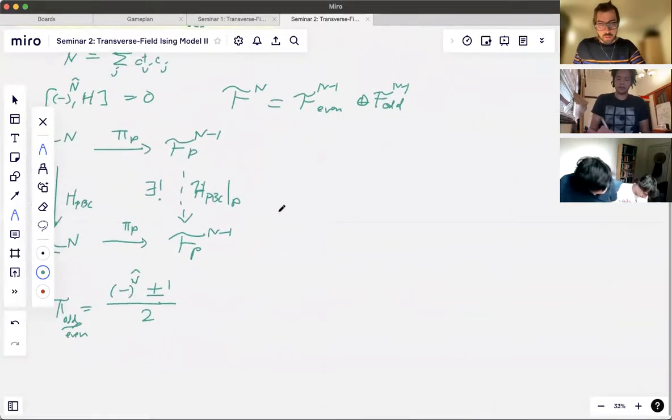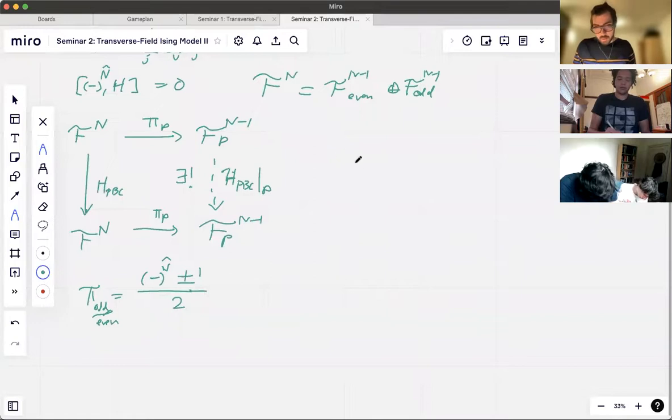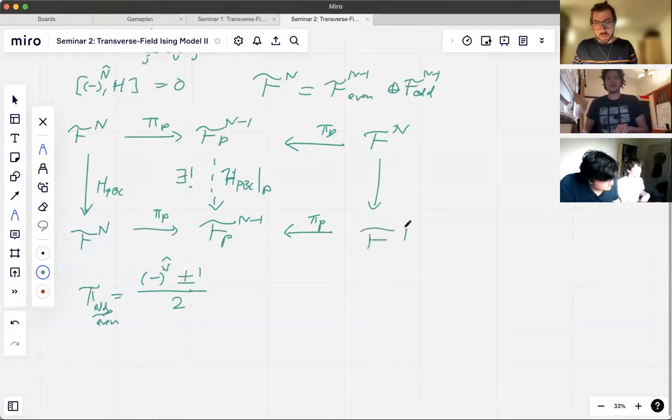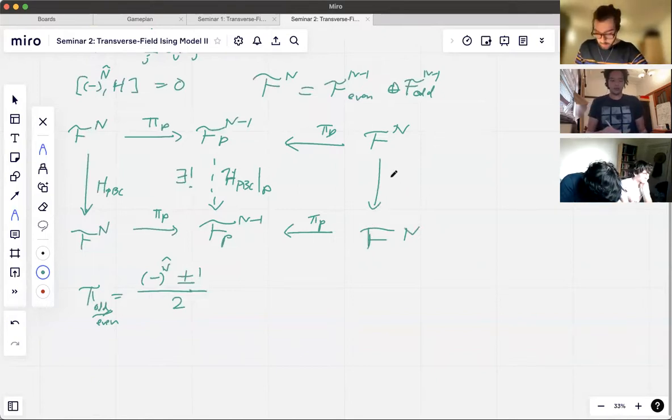So that suggests a mode of attack, if you like, which is that we're going to define an auxiliary Hamiltonian that acts like H_PBC when restricted to the even or odd subspaces. Formally this is quite complicated, but in practice it's actually quite simple.